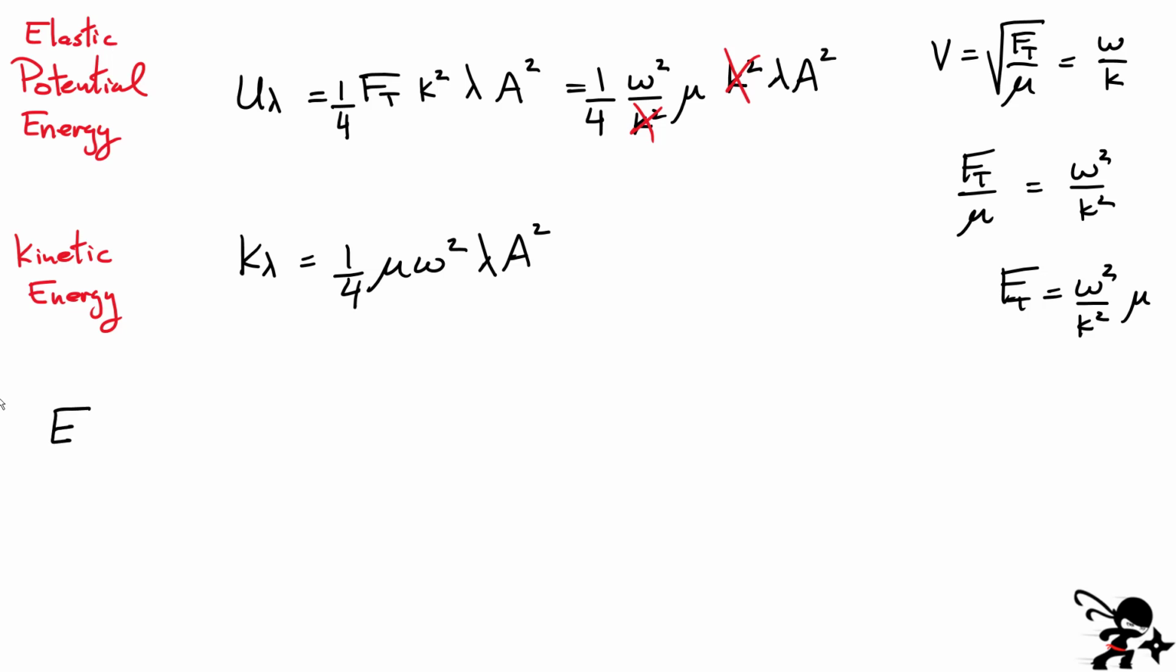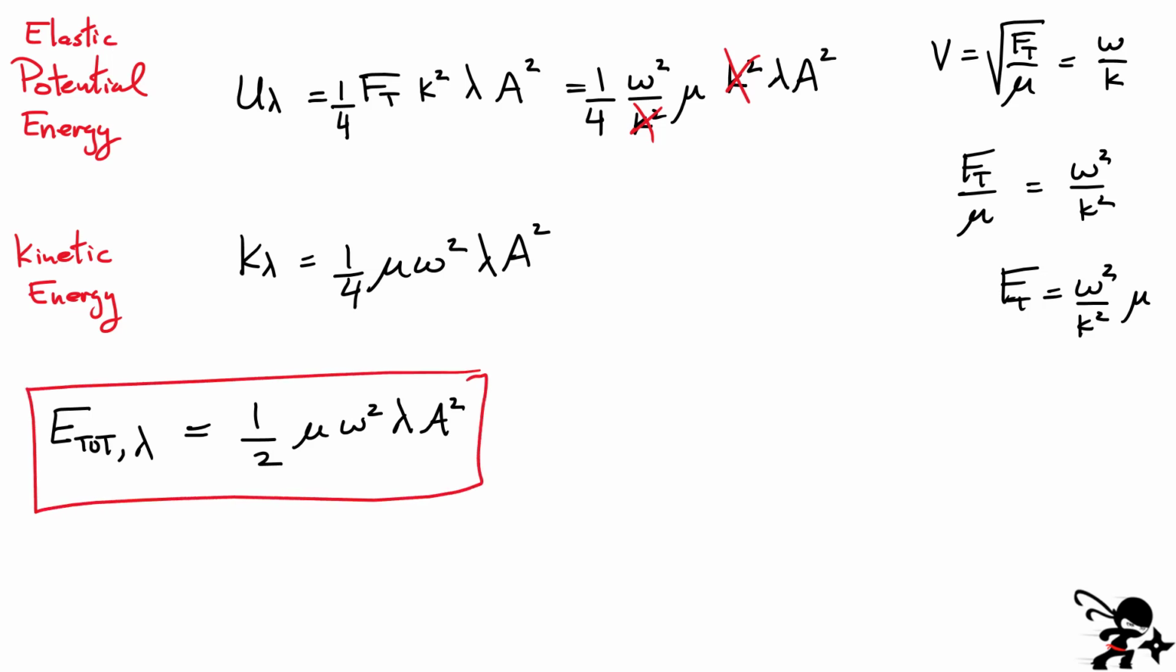So guess what that means? That means that our total energy, again, we're looking at per wavelength here. You simply add both of those up. A quarter plus a quarter gives me 1/2. And this is mu omega squared lambda a squared. I think the key to this equation right here is just realizing that it is proportional to the amplitude squared. Okay, so that's really, really important, that the energy in a wave is proportional to the amplitude squared.